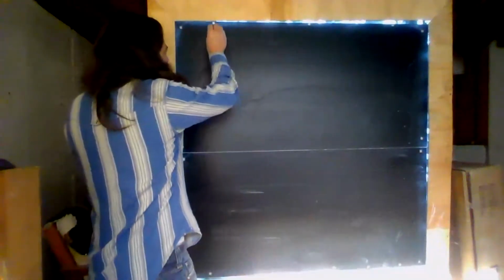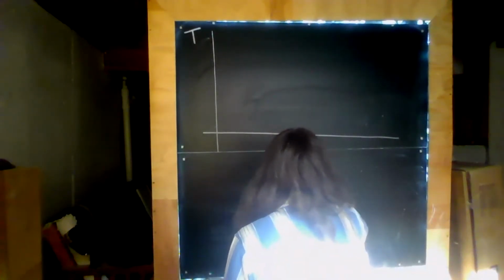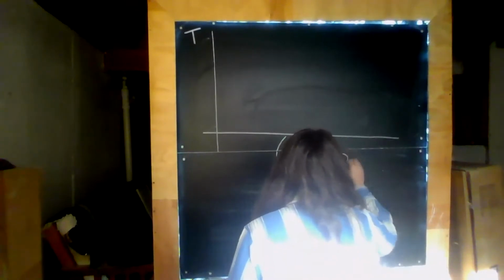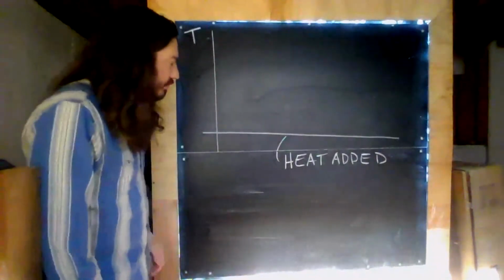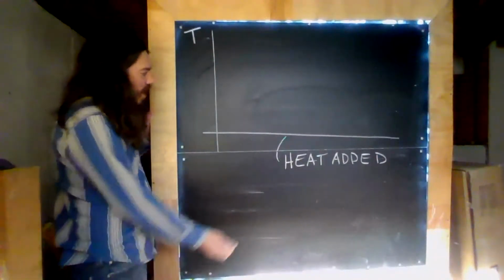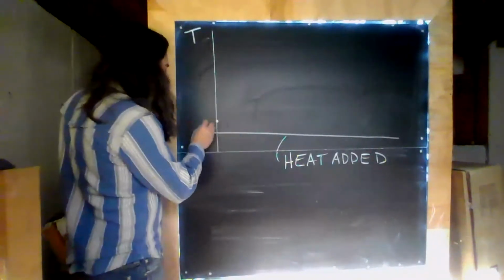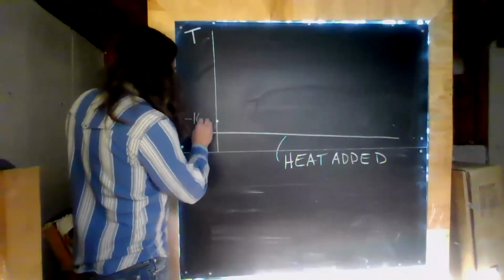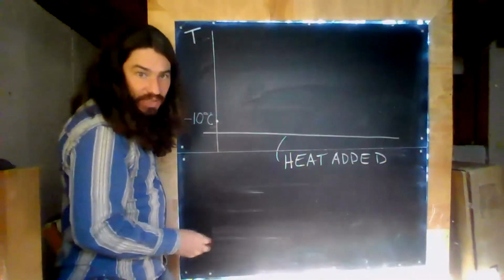And let's make a little graph here. On this axis over here, I'm going to graph temperature. Temperature on the vertical axis. And down here, I'm going to graph heat added. And so let's say that I take my ice cube out of my freezer, and my freezer is nice and cold. It's at -10 degrees Celsius. So I just took my ice cube out of my freezer at -10 degrees Celsius.